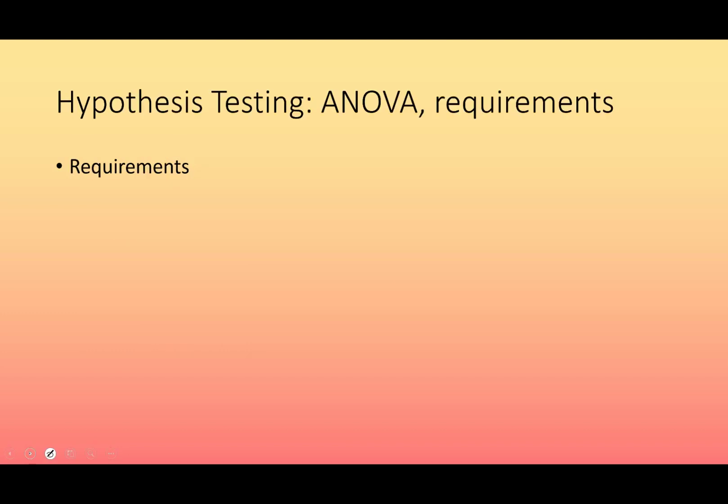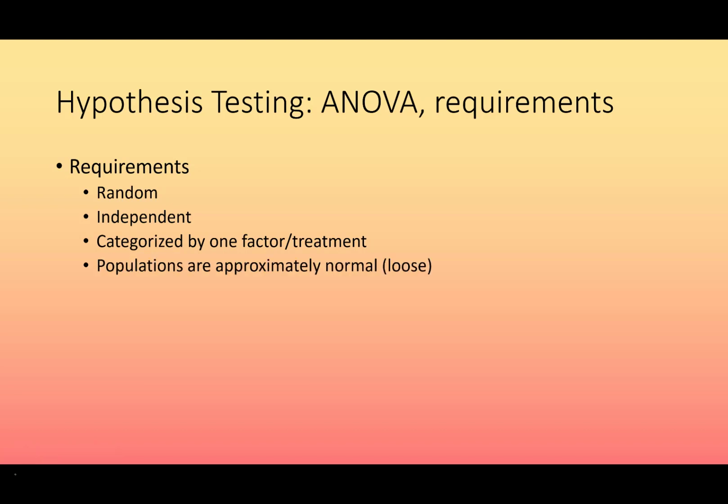Now, to set up our hypothesis test, first of all, our requirements. Again, we have to have a random sample. We want to make sure that our populations are independent from one another. We also have to make sure that they are categorized by only one factor, so we're only looking at one treatment at a time. And we would like our populations to be approximately normal.